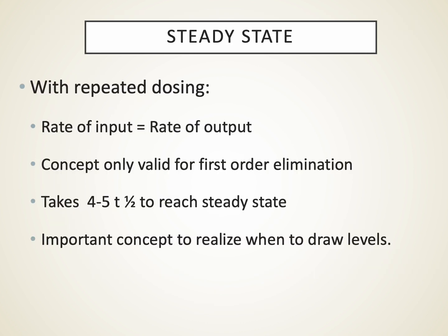So with repeated dosing of a concentration-dependent elimination drug, which is the great majority of drugs we use, there's a concept known as steady state. Steady state is, with repeated dosing, ultimately the rate of drug input equilibrates with the rate of drug output. This is only valid for a concentration-dependent first-order elimination. But steady state, where we consider at least almost always the rate of input equaling the rate of output, is considered to take 4 to 5 half-lives to reach that point.